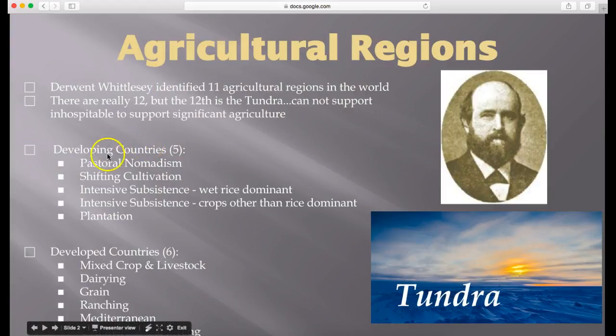Now, keep in mind, developing doesn't just mean subsistence. They do have a commercial one, which will be plantation. And then also keep in mind, developed does not just mean commercial, but for the most part, all of those in developed countries are commercial.